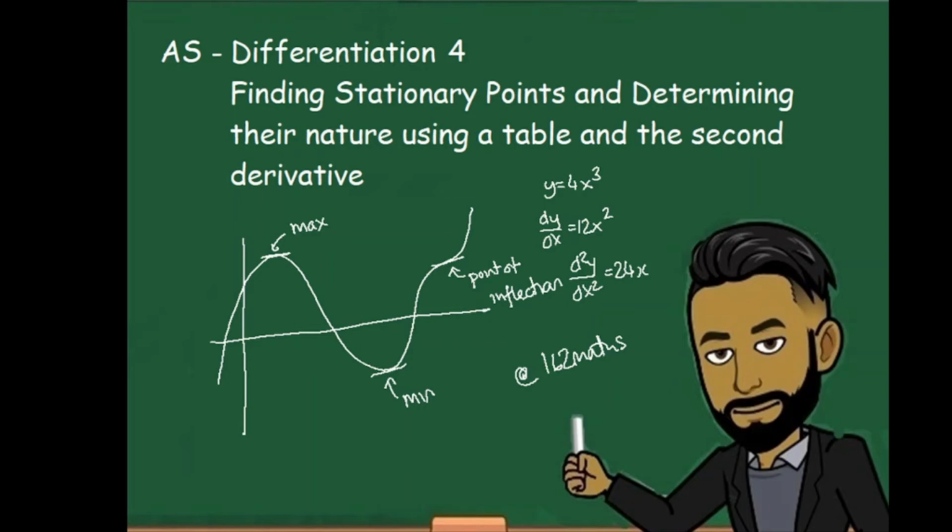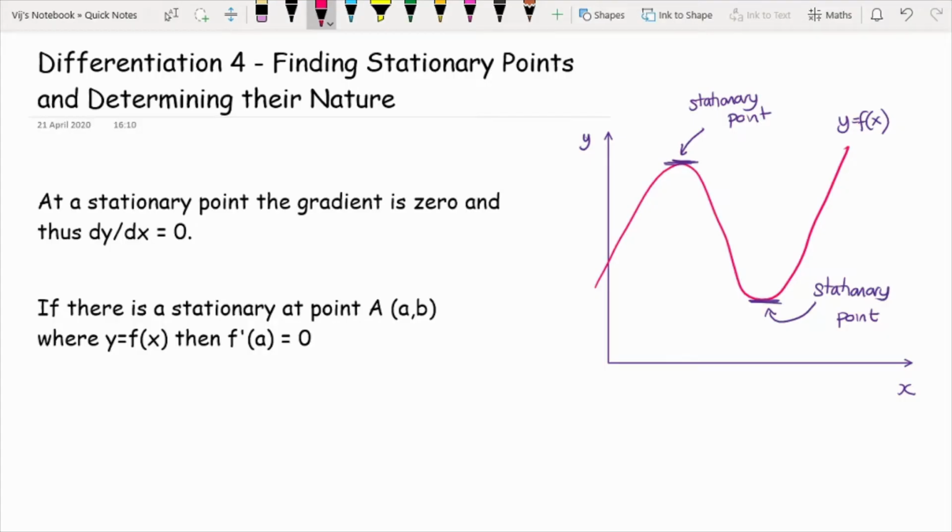So in our fourth installment of looking at differentiation, in this video we'll be looking at what a stationary point is and determining the nature of that stationary point by either using a table or by using the second derivative. So to get started, what we need to do is understand what a stationary point is.